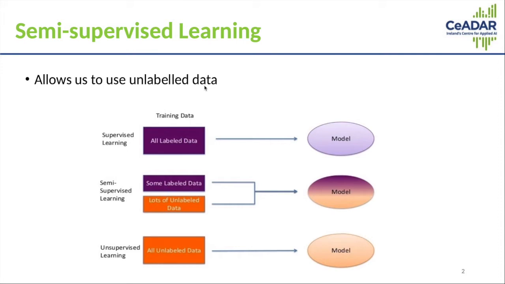So semi-supervised learning is a paradigm of machine learning which sits in between supervised learning and unsupervised learning. Where supervised learning uses only labeled data, this is human annotated data such as captioned images or things like that, to train models, and unsupervised learning uses only unlabeled data. Semi-supervised learning makes use of both.